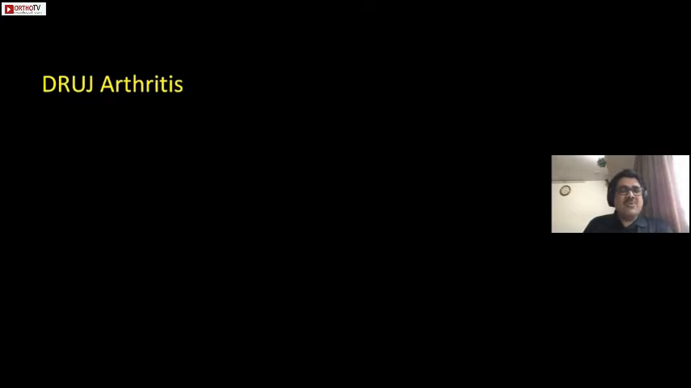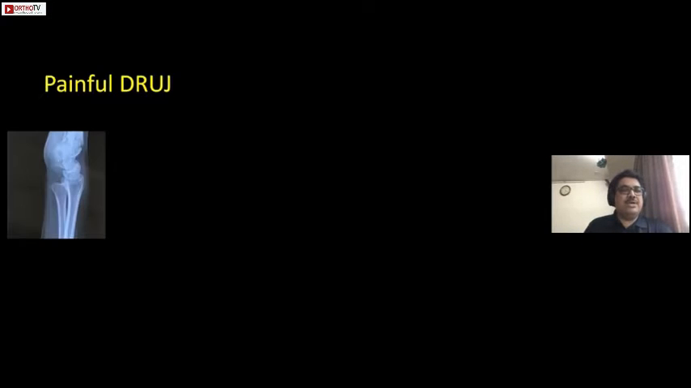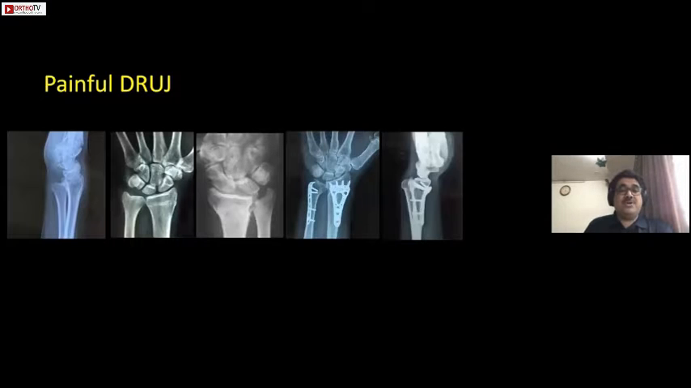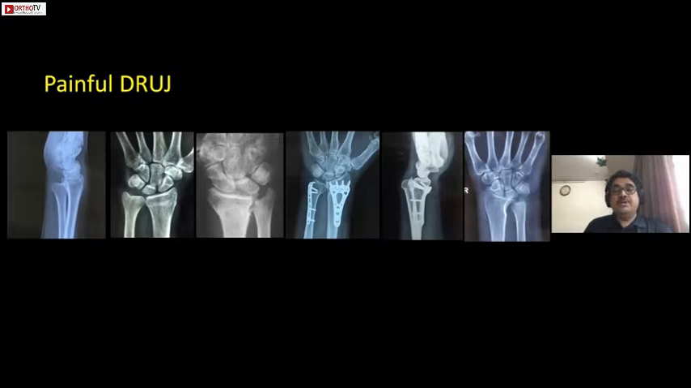However, I would like to phrase my talk not as DRUJ arthritis, but as a painful DRUJ, and arthritis could be one of the causes for a painful DRUJ. There are so many other causes for a painful DRUJ, some of them acute, some of them chronic. Many of the acute conditions would eventually lead to chronic pain and arthritis. So that's where I begin my talk.